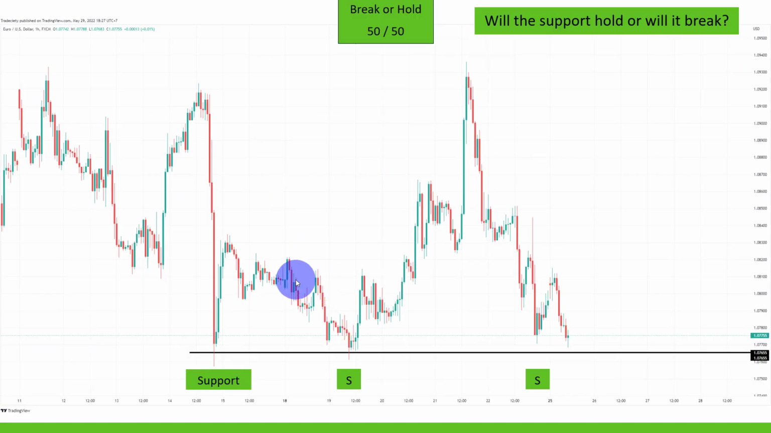So what do you think is going to happen here? We have a very clear support level, first established here, a second touch point, and then here we are back at it a third time. Obviously right now there's no way of knowing whether it will hold or break, so we have a 50-50 chance, but we're going to do our analysis and see where the odds are, what is speaking for a breakout, and what is speaking for the level holding.